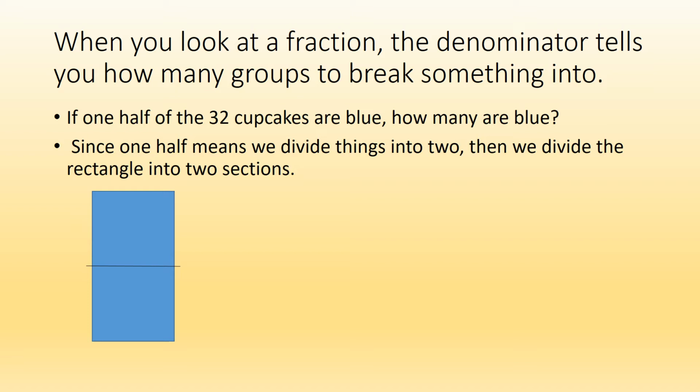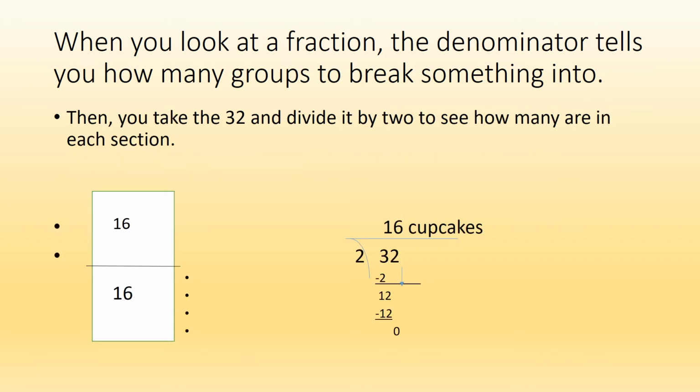In this example, if 1/2 of the 32 cupcakes are blue, how many are blue? Since 1/2 means that we have 2 parts, I drew a rectangle and I split it into 2 sections. When you look at that fraction and you see the 2, well, now we know there's 32 of the whole and we want half of that 32. So we take that 32 and we divide it by 2. When we divide it by 2, we come up with 16.